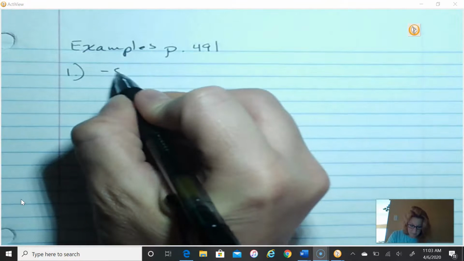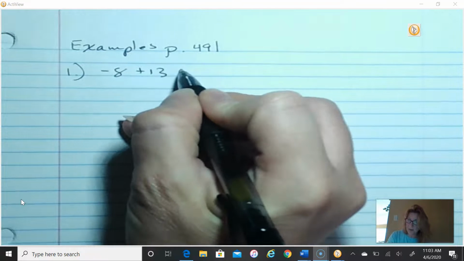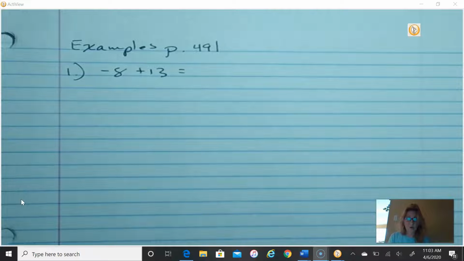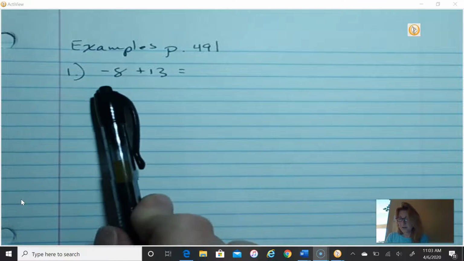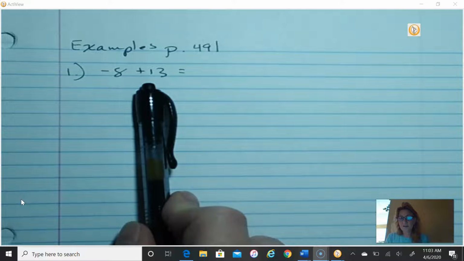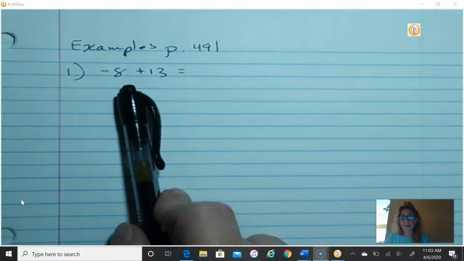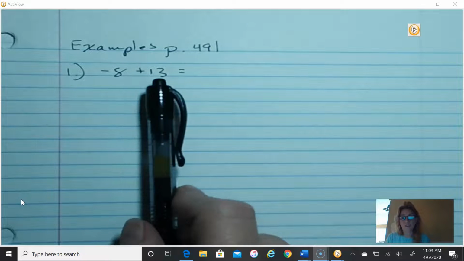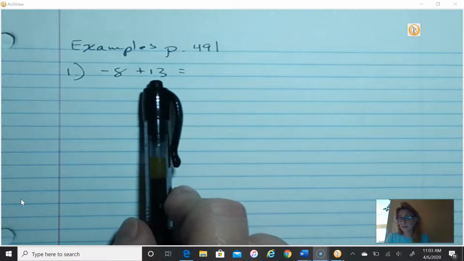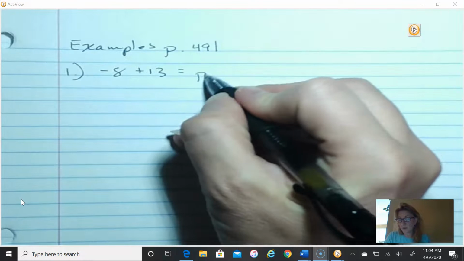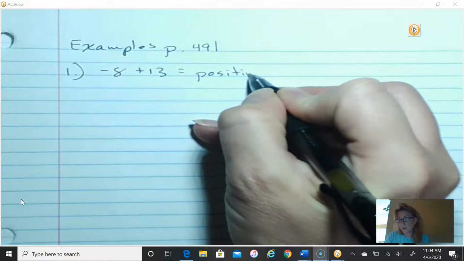So number 1 is negative 8 plus 13. Is the answer going to be positive or negative? Well, that's negative and that's positive, so you would be subtracting and keeping the sign of the largest digit. Largest digit is 13. It's positive. So your answer is positive.